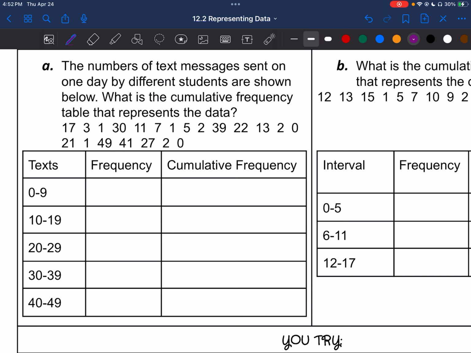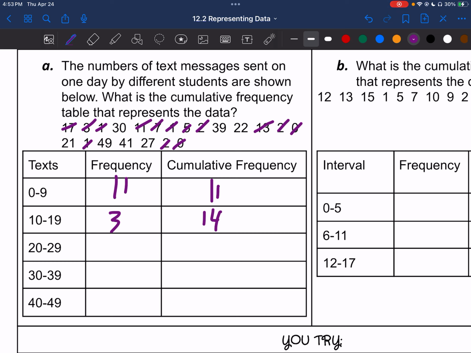So between 0 and 9 texts, 1, 2, 3, 4, 5, 6, 7, 8, 9, 10, 11. So how many are at that level and below? We have 11. My next range, 10 to 19. So 1, 2, 3, 3 elements in that one. So now what is my cumulative? We're at 14 at 19 or below.